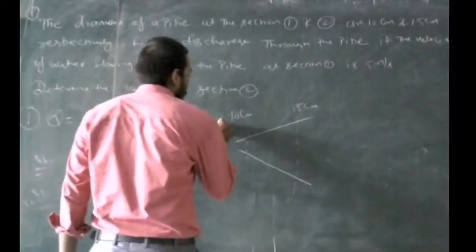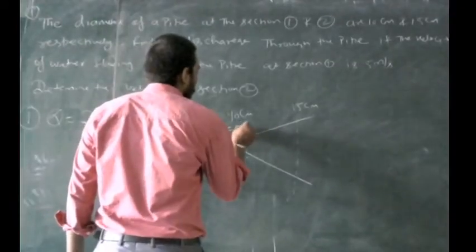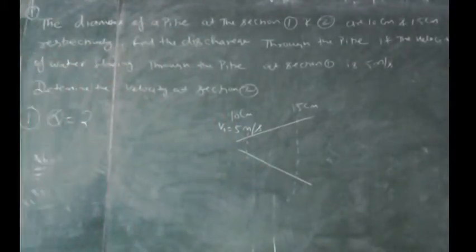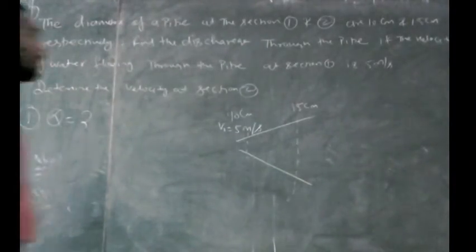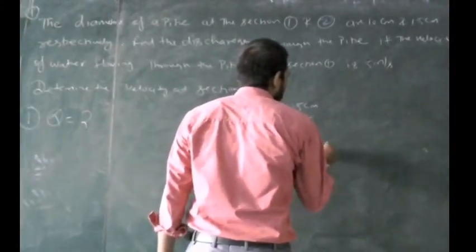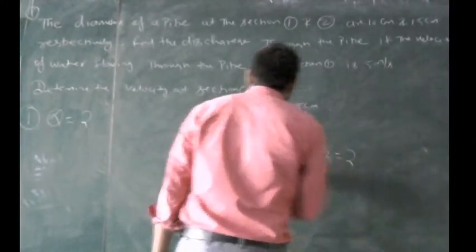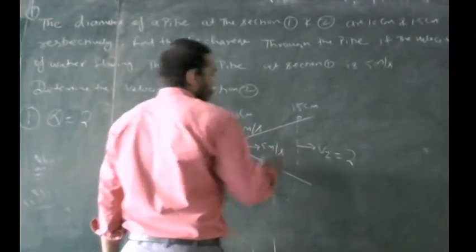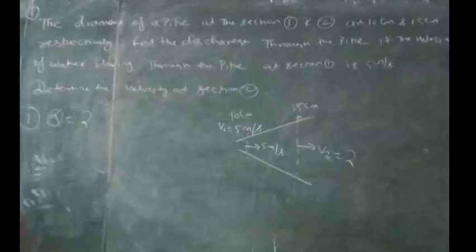What is the velocity here? V1 equal to 5 meter per second. Determine the velocity at section 2. You have to find out V2. You know V1. It is clear.